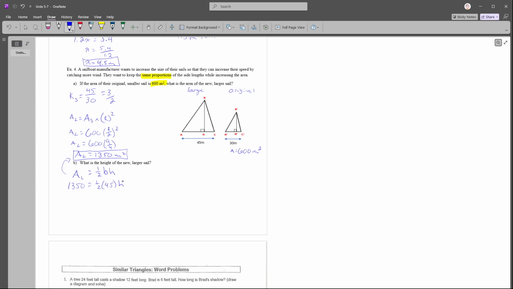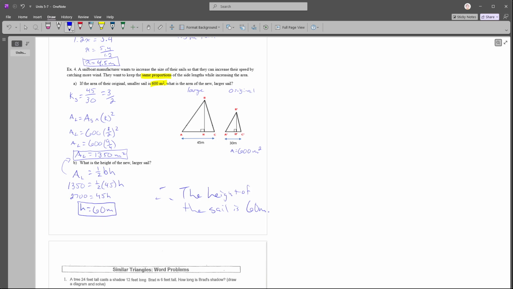So now we just need to simplify and solve for h. So because we have a half here, I'm going to multiply both sides by 2. So that's going to give me 2,700 is equal to 45h. Now I just need to divide both sides by 45, and we end up with h is going to be equal to exactly 60 meters. That's a really tall sail. 60-meter tall sail. So that's it. That's the whole question. Therefore, the height of the sail is 60 meters. And that's it.